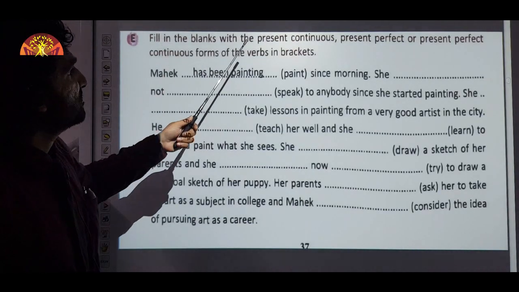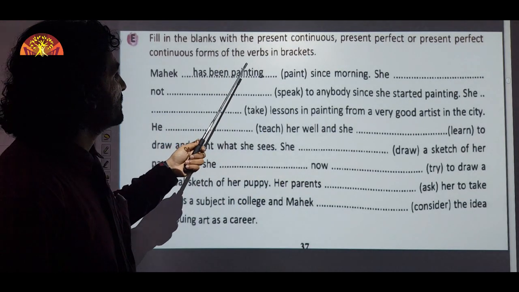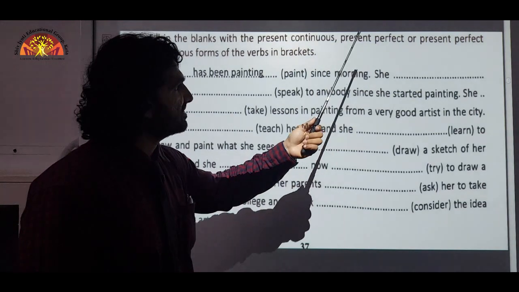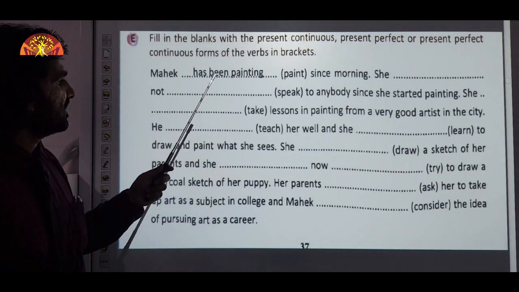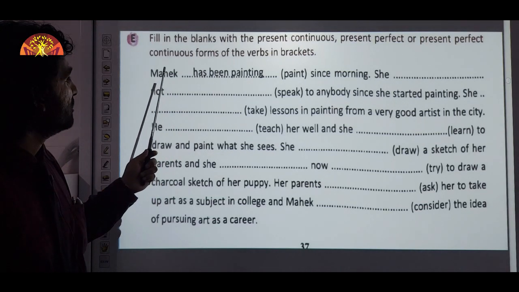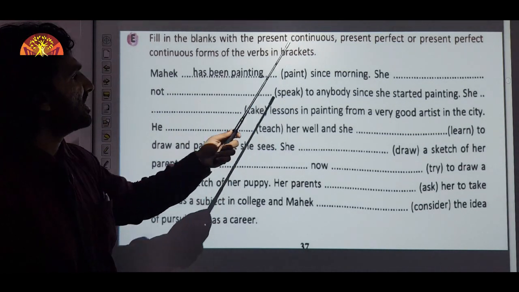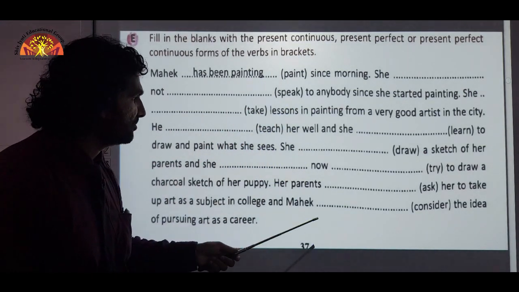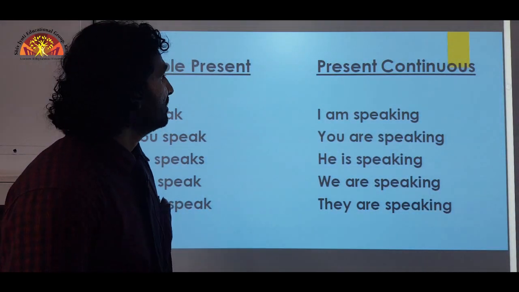Fill in the blanks with present continuous, present perfect, or present perfect continuous forms of the verbs in brackets. Here we have a mix of all the tenses that we learned till now, and you have to do all of them on your own. One has been done for you. Mahek has been painting since morning. She has not spoken to anybody. I believe you will be able to do all of them on your own. Good luck.